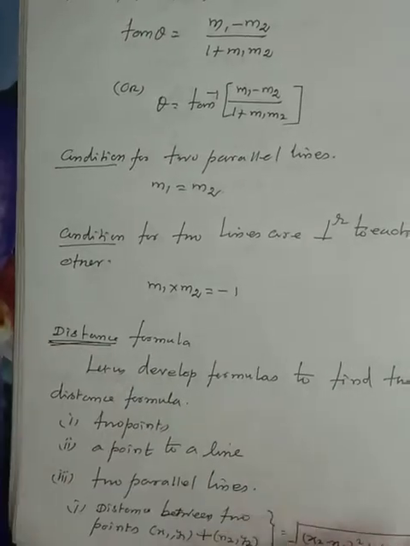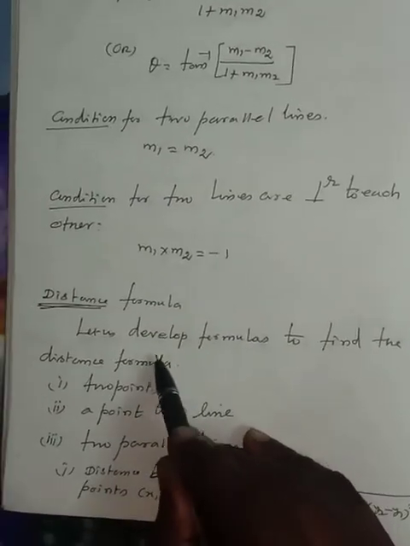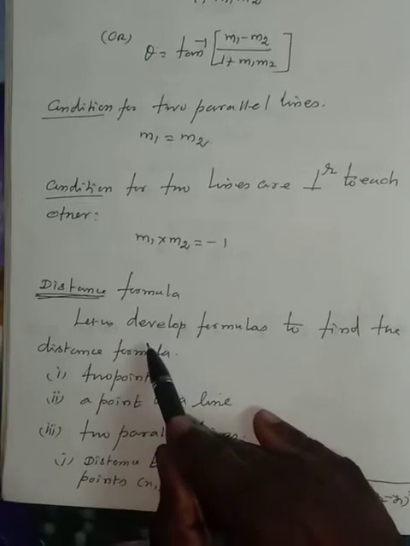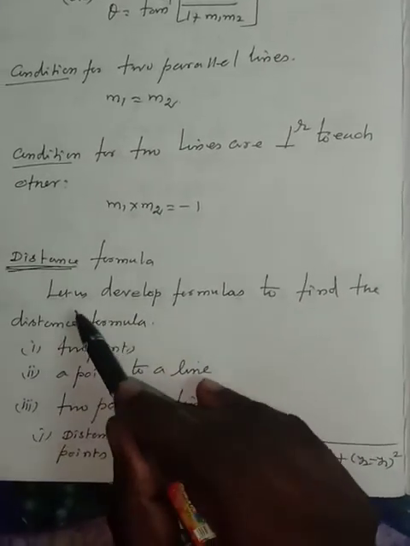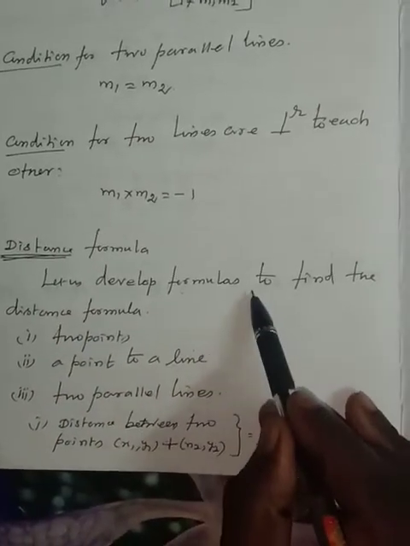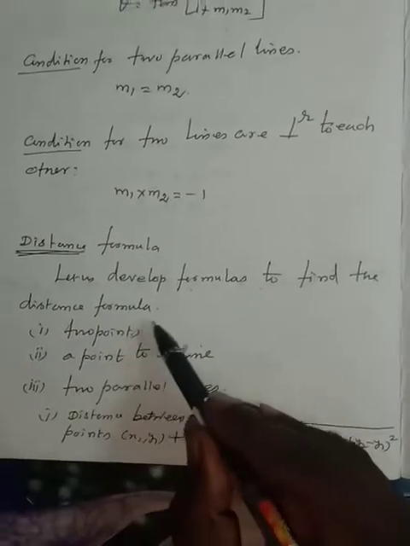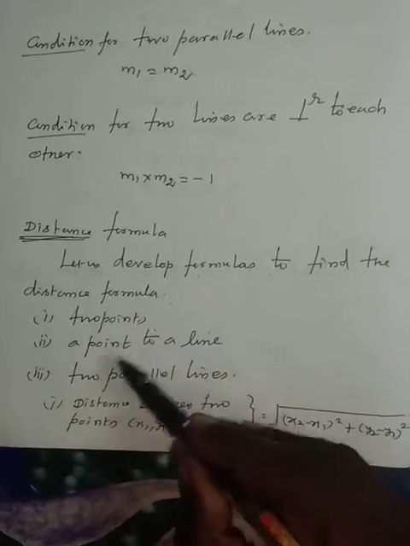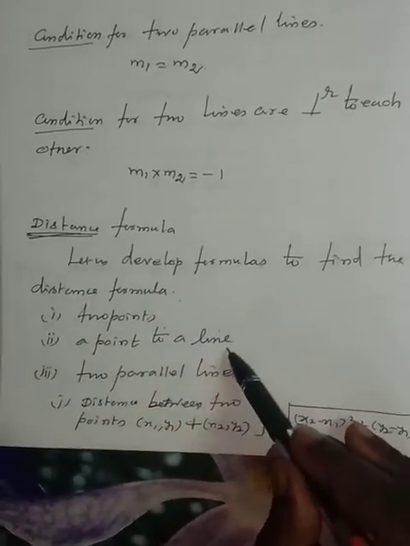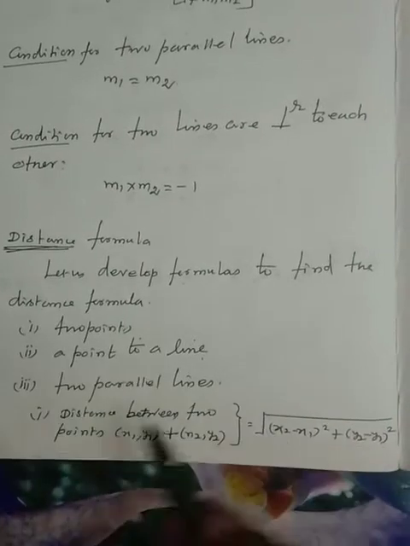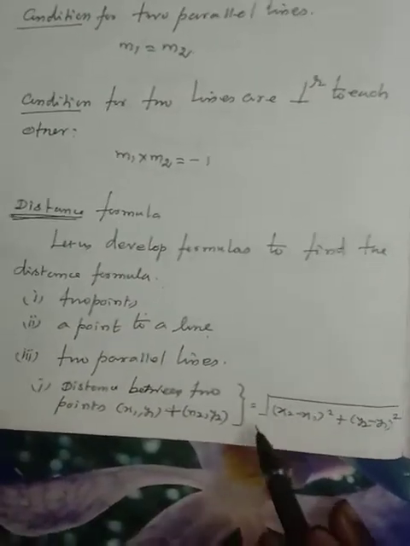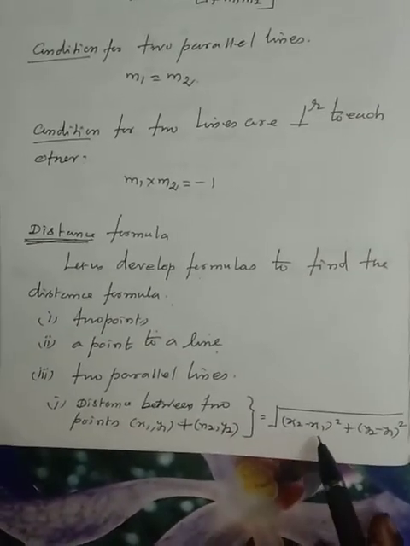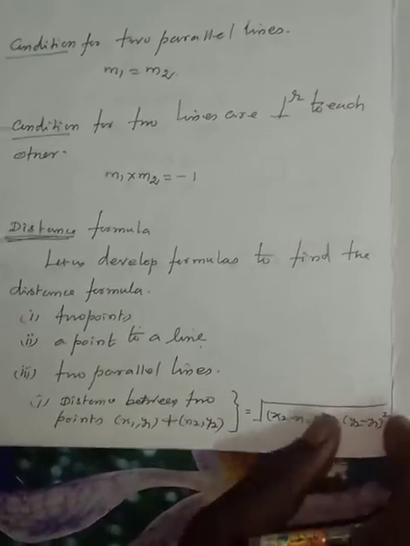Next, distance formula. Let us find the distance between two straight lines. First, let us develop the formula to find the distance: the two-point formula, a point and a straight line, and two parallel lines. First, the distance between the two points (x1, y1) and (x2, y2) is square root of (x2 minus x1) whole square plus (y2 minus y1) whole square.